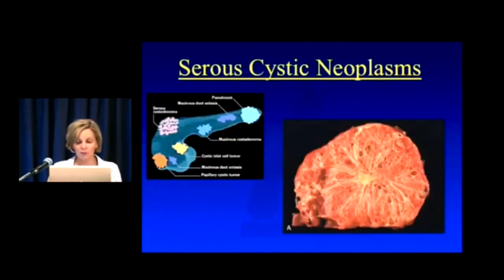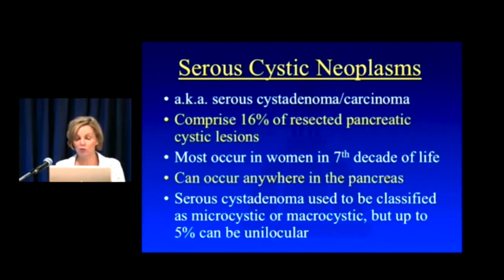Serous cystic neoplasms, the first one we're going to talk about. There you can see a pathology specimen. It has a very characteristic appearance at pathology and even on CT because it tends to be microcystic. So it's made of a lot of little cysts, and you can see the internal septations and that central scar, and that's very, very characteristic. So serous cystic neoplasms, also referred to as serous cystadenomas or serous cystadenocarcinomas. The carcinoma part is very, very uncommon. So serous cystic neoplasms comprise 16% of resected pancreatic cystic neoplasms. Most occur in women, so that's important to know, and women in the 7th decade. So these tend to occur in older women.